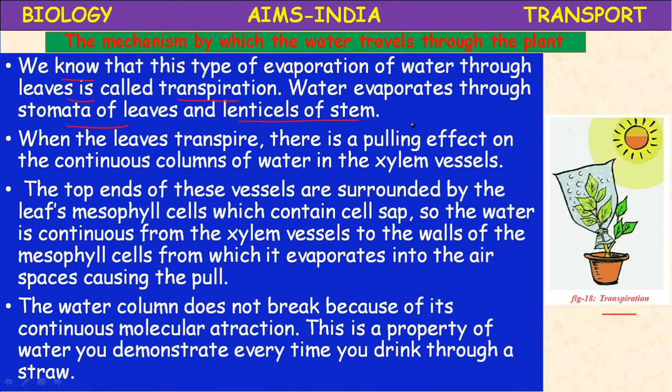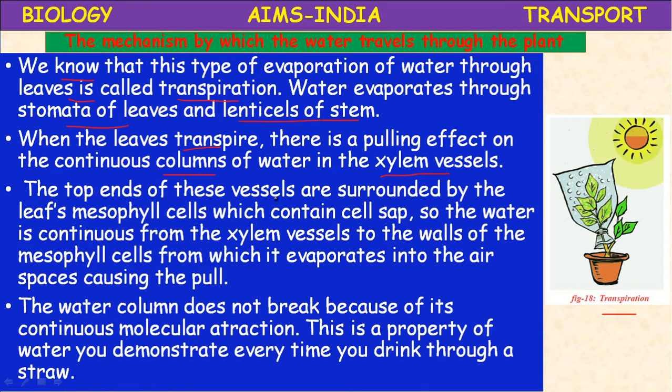So you know that out of the 100% of water which we pour to the plant, only 2% of the water is utilized for its metabolic activities. The remaining extra water will be eliminated in the form of vapors through the stomata of leaves and the lenticels of the stem. This process is called transpiration. Okay, so when the leaves transpire, there is a pulling effect on the continuous column of water in the xylem vessels.